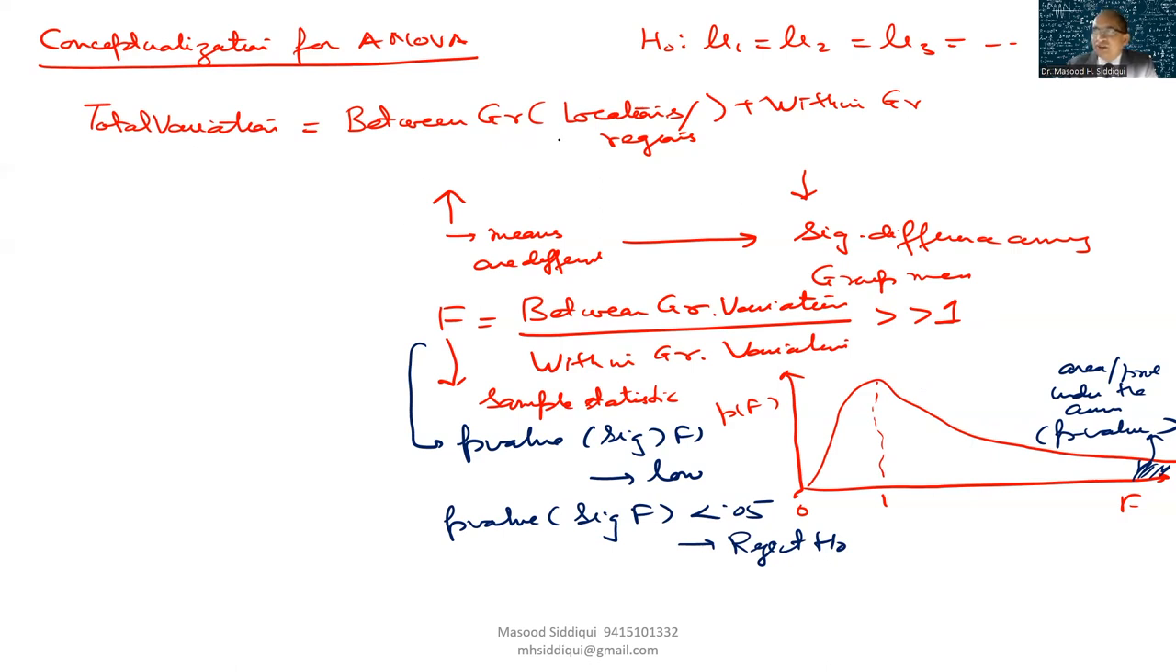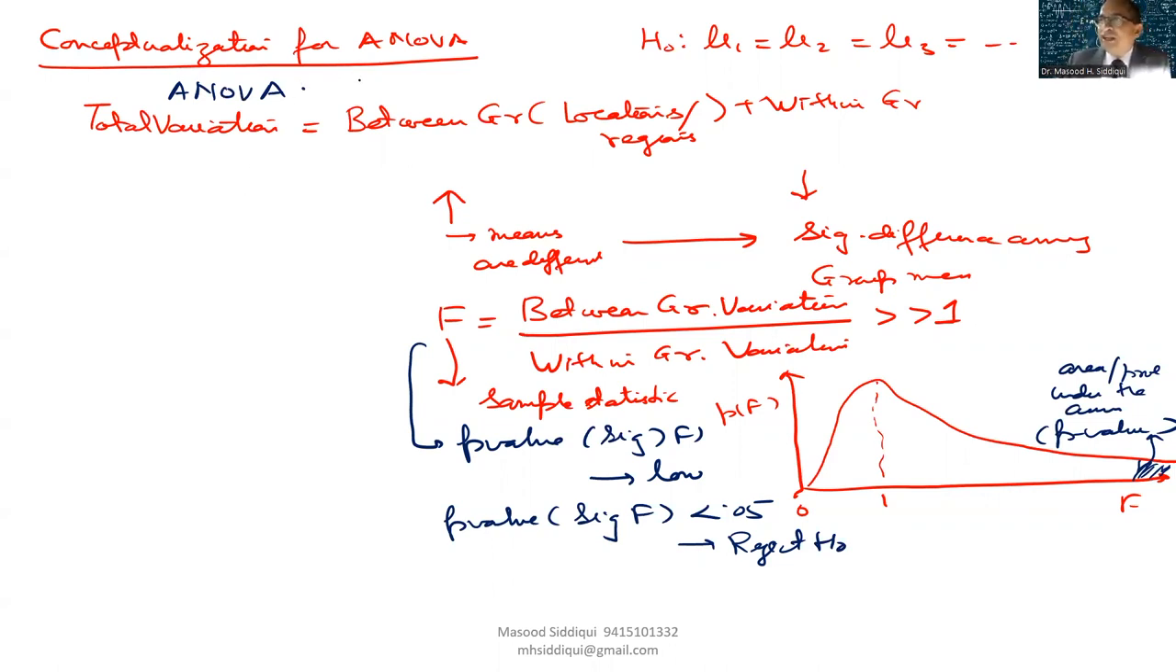Instead, if the between group variation is not much higher, it is approximately equal to the within group variation, then the value of F would be around 1, and the corresponding p-value would be high, that is, greater than 0.05. So we are not rejecting H0, and we can say that there is an insignificant difference. Right? So this bifurcation is known as ANOVA, or analysis of variance. This is known as ANOVA.